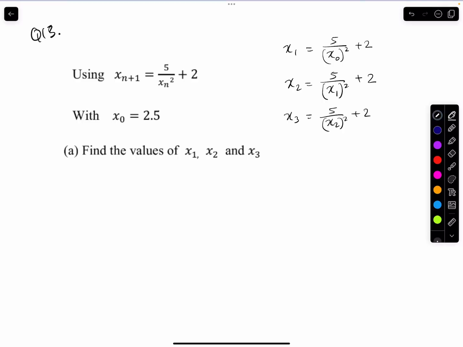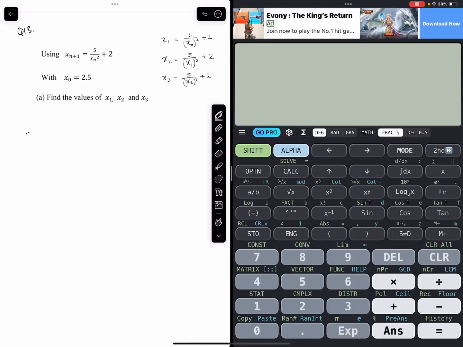So what you want to do here on your calculator, to find x1, is write 2.5 and then press equals, and then that 2.5 goes into your calculator's memory. In fact, I could show you this, one second. What we're going to do is x1, we're going to do 5 over 2.5 squared plus 2. All right, so this is how you do it.